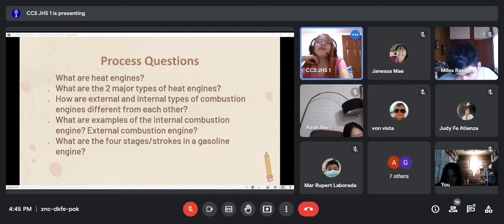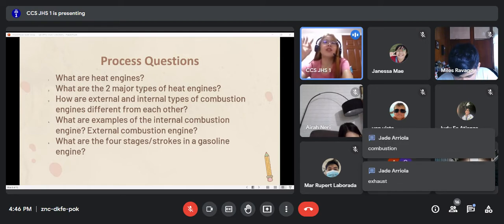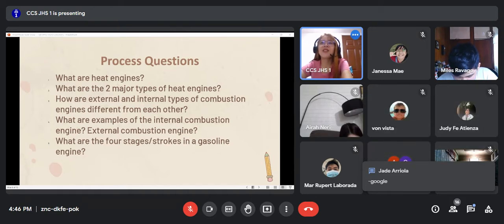Okay. Need help, Jade? Call a friend? Okay, intake. First stroke is intake, followed by compression. Next. Okay, combustion or power. Next. Exhaust. Okay, very good. So that is the four stages in a gasoline engine. Okay, Jade googled it.